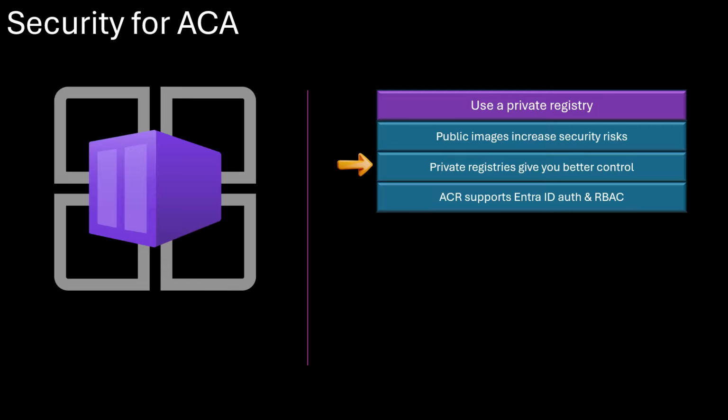Private registries such as ACR and Docker Trusted Registry will give you better control over access. ACR supports Microsoft Entra authentication and role-based access control, so you can limit access to only authorized users. Bottom line, you should configure ACA to pull images only from an approved registry and enable content trust for image integrity.